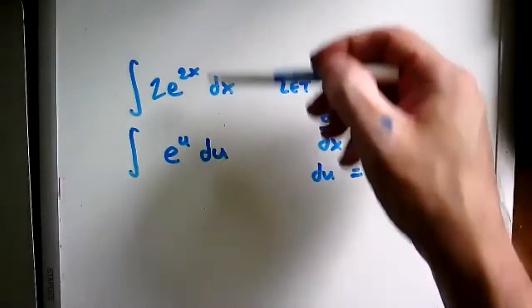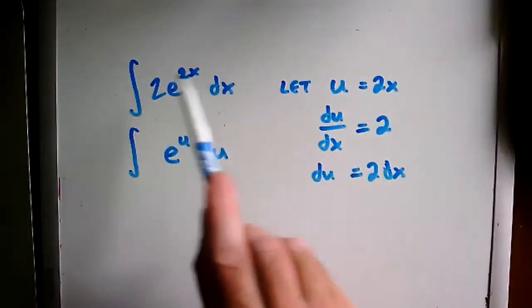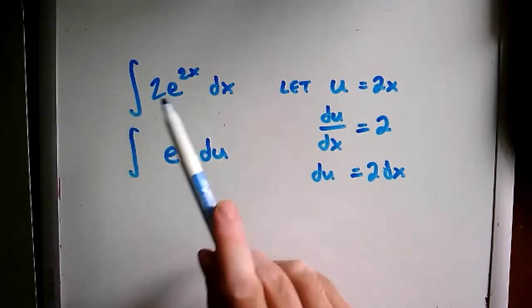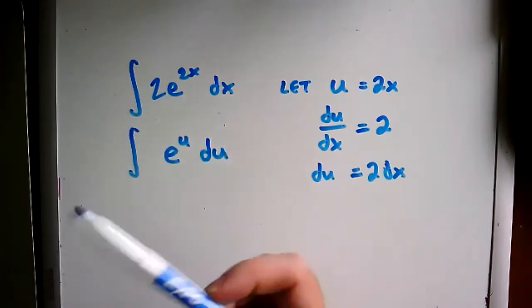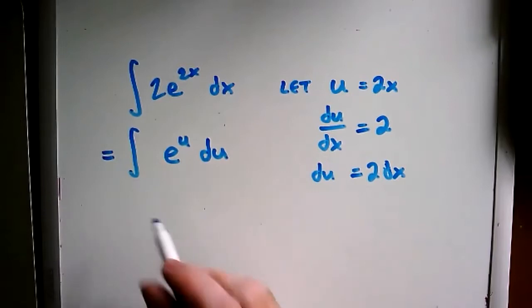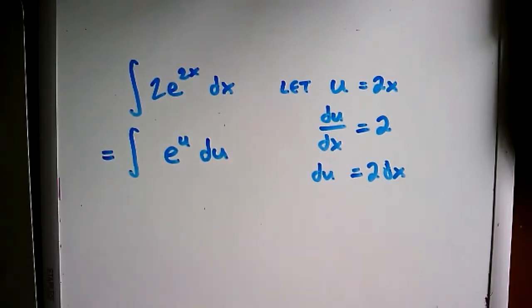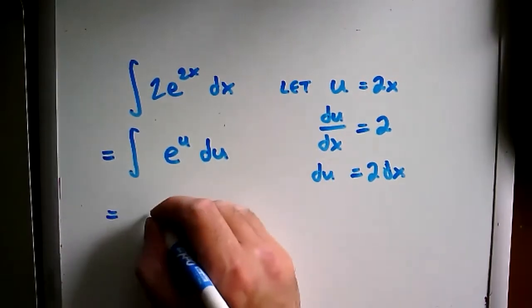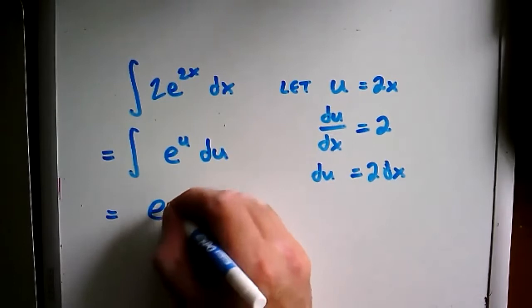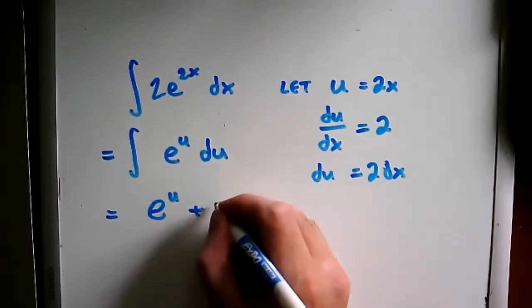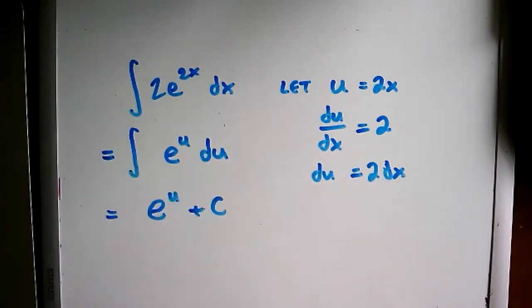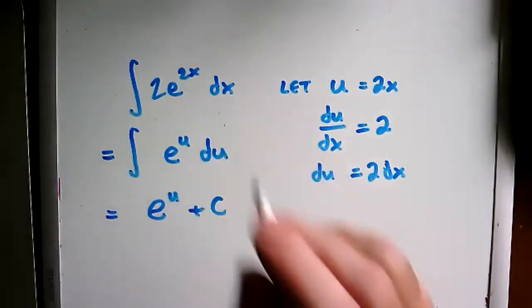So now, while the original problem was complicated in that we didn't have a straight up easy derivative we'd seen before, when I've rewritten it in terms of u, now I've turned it into a basic antiderivative problem. We know that e to the u is the derivative of e to the u plus c. Right? If we were to take the derivative of e to the u plus c, we'd get e to the u times du, times the derivative of u.